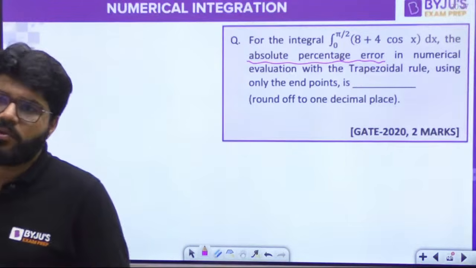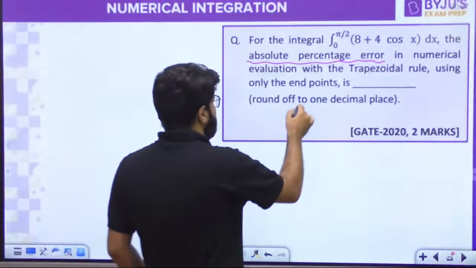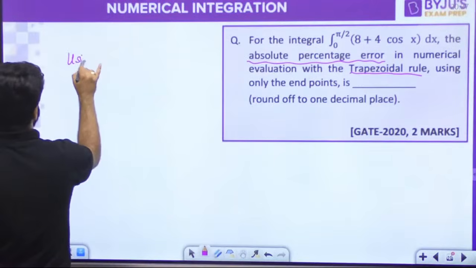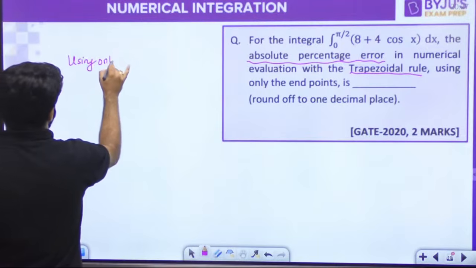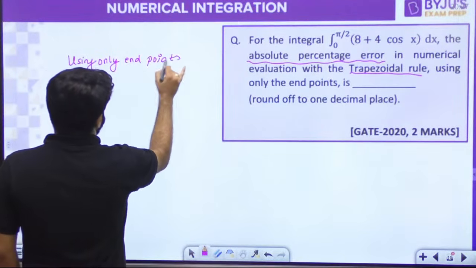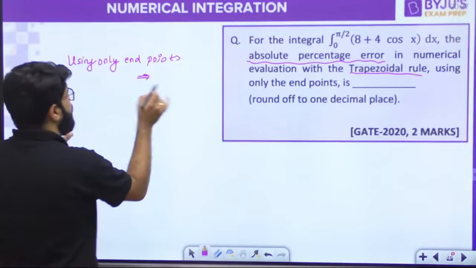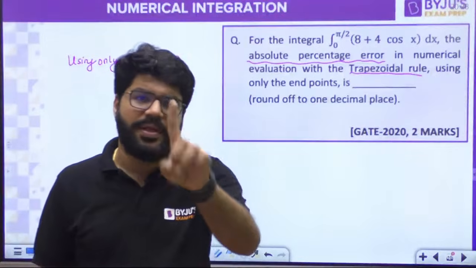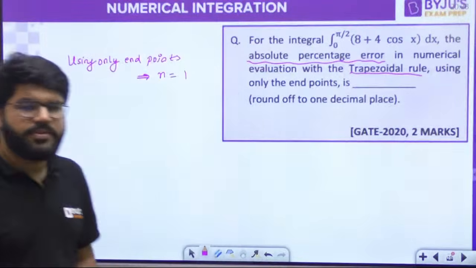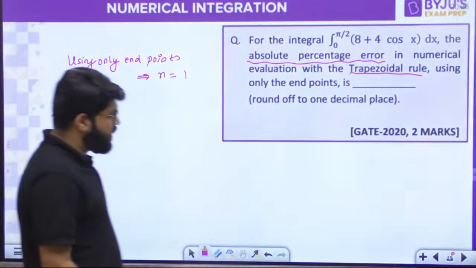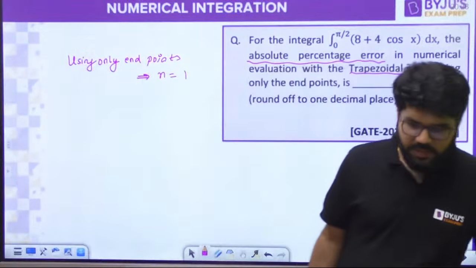Okay, trapezoidal rule using only the endpoints. What is the meaning of this? Trapezoidal rule है but बोला है using only and only the endpoints. मतलब how many intervals? Just one interval. First point to the last point. That is only one sub interval. That is the meaning of this. Using only endpoints means n is equal to 1. Using only the one sub interval.